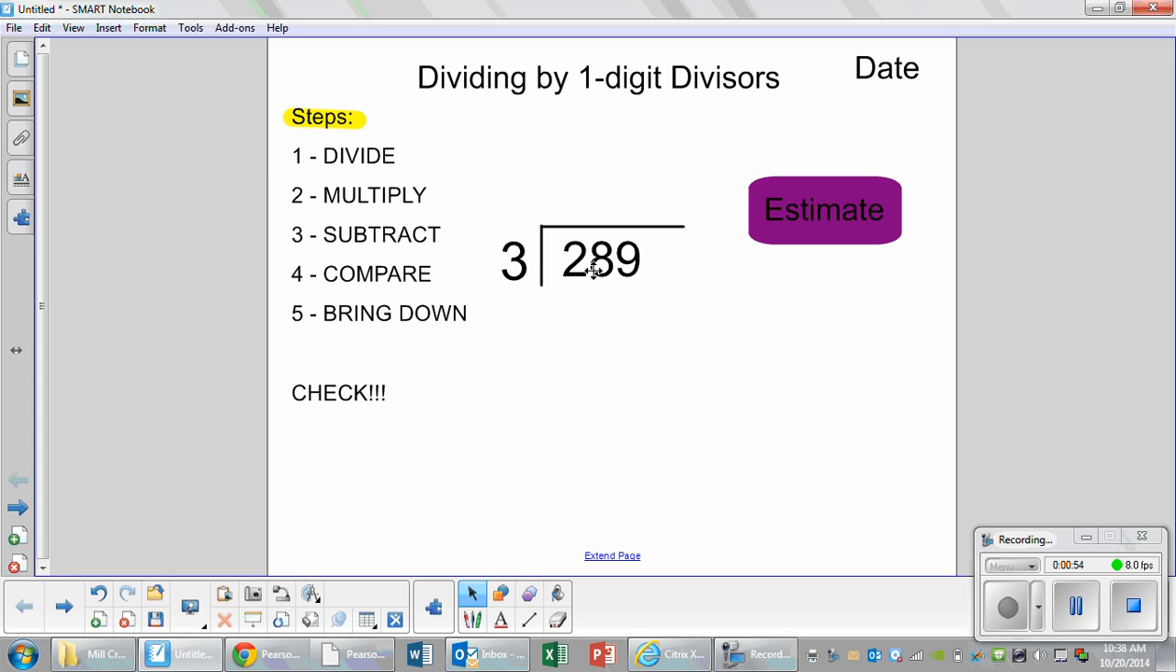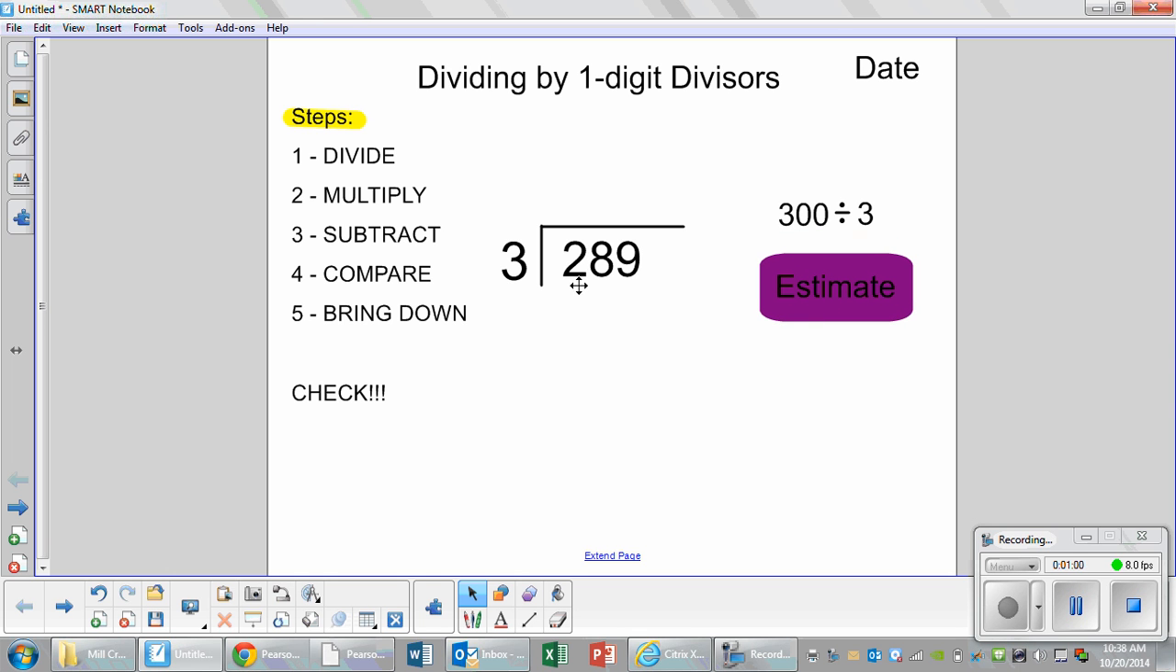Looking at this problem, I can choose two ways to estimate. I could round or I could use compatible numbers. In this case, I'm going to round. I'm going to change 289 up to 300. So I'm going to round up and then divide that by 3. And I know that I get 100. So my answer should be close to 100. And I know that this is going to be an overestimate because I have rounded 289 up to 300. So my answer should actually be less than 100. And it's good to know that going in.